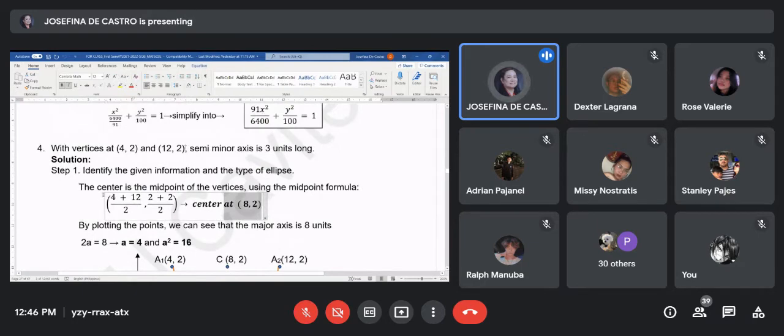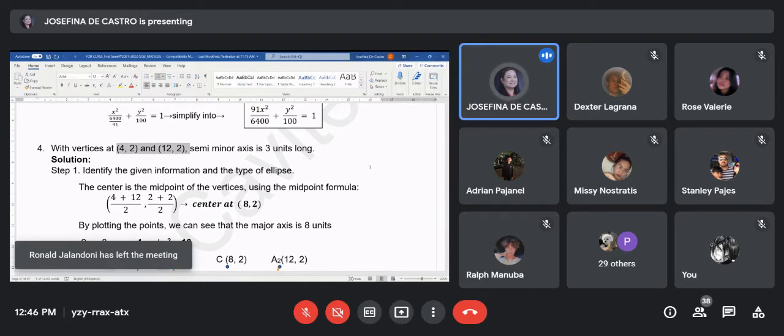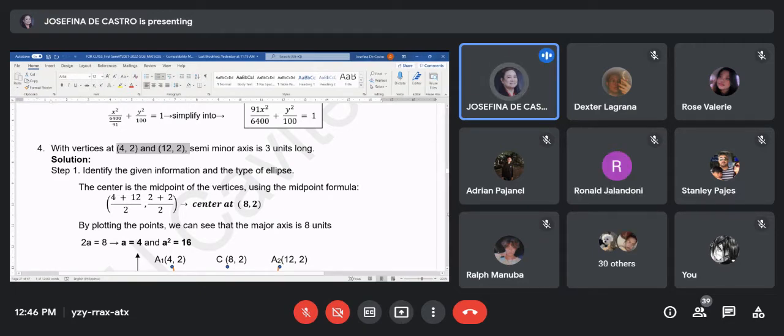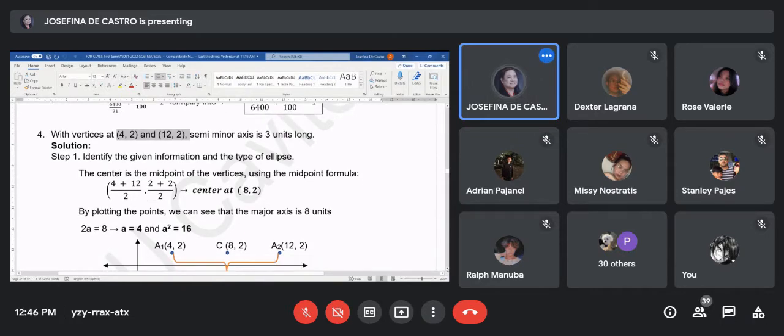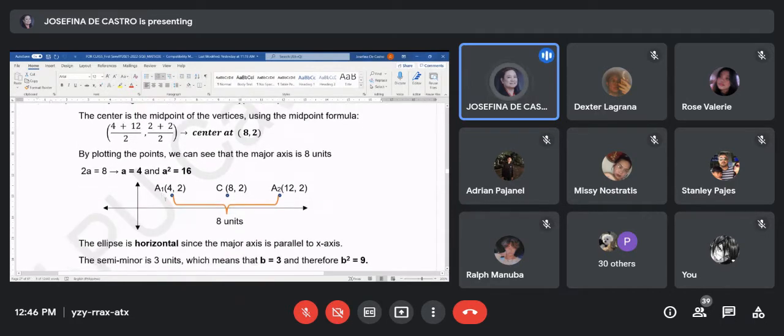So, tignan mo lang dyan kung ano ang changes, kung ano ang pagbabago between the vertices. Ang pagbabago niya nasa x coordinates: 4, 2, tsaka 12, 2. So, sa x ang nagbago. Therefore, horizontal yon, kasi nasa left and right niya. Okay? Kung hindi ma-visualize mentally, pwede naman i-plot ang points. Wala namang problema doon.